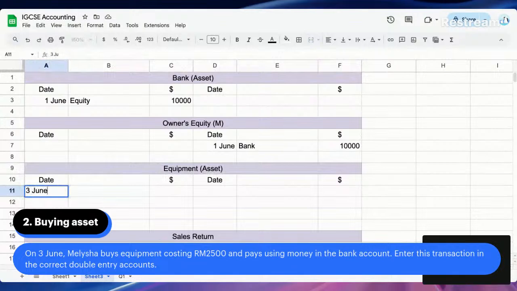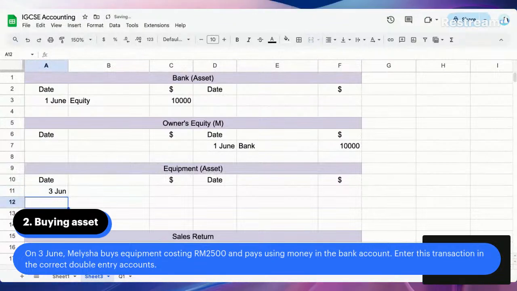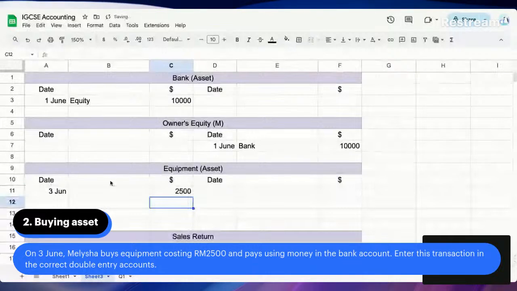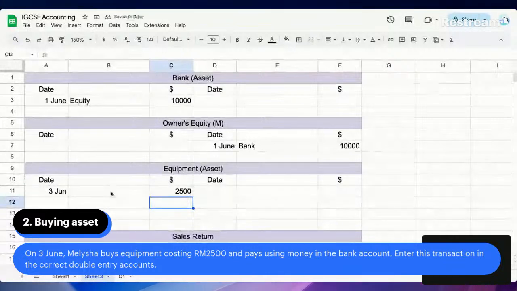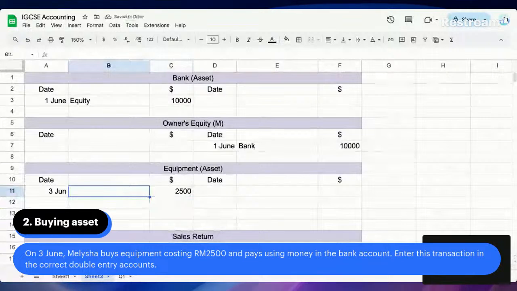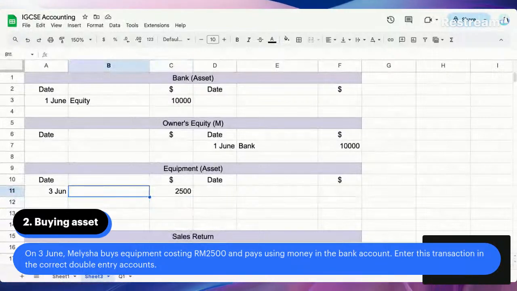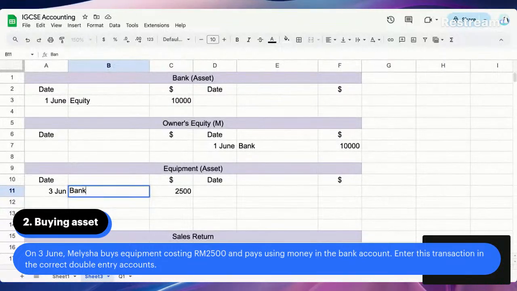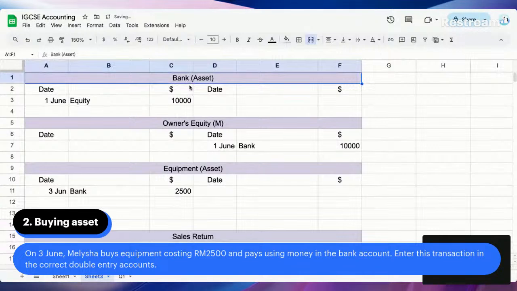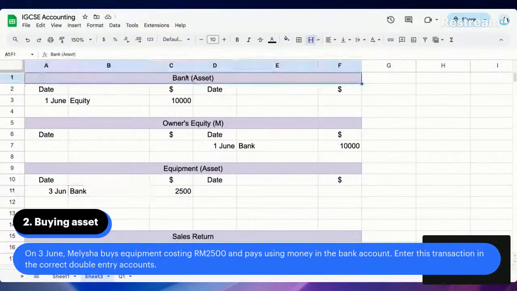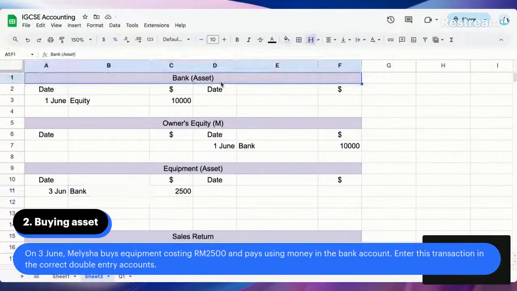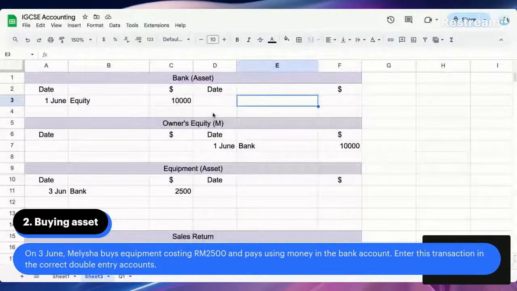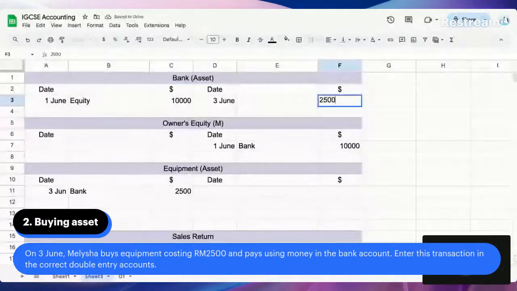So 3rd of June, how much is the equipment? 2,500. So it's an asset increase, we do debit. Okay. And then what happened? How do you pay for the equipment? You use your bank account money, right? So you need to put bank, which is the same as this one right here. And because your asset as a bank has decreased, when an asset is decreased, you have to credit, right? So the date, very simple, just put the date here, and the amount you already know is 2,500.